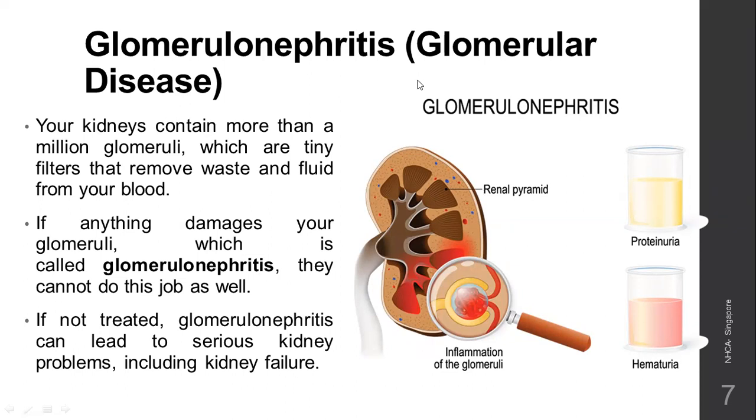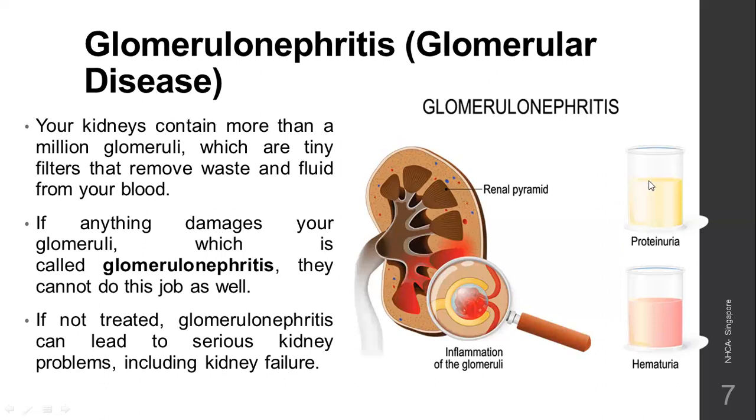Your kidneys contain more than a million glomeruli. A million nephrons means a million glomeruli, which are tiny filters that remove waste and fluid from your blood. If anything damages your glomeruli, which is called glomerulonephritis, they cannot do this job well. So no filtration will take place. The waste will accumulate in your body over a period of time, and this accumulated waste will cause more inflammation as the days pass. If it is not treated, glomerulonephritis can lead to serious kidney problems, including kidney failure as well.